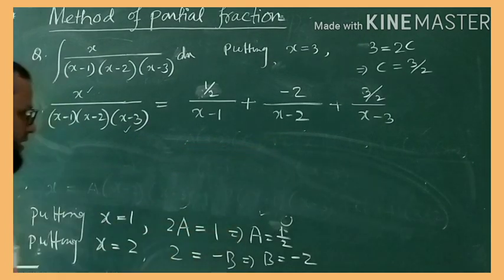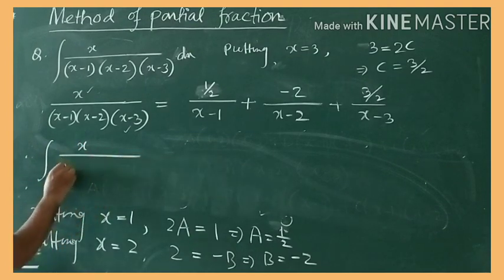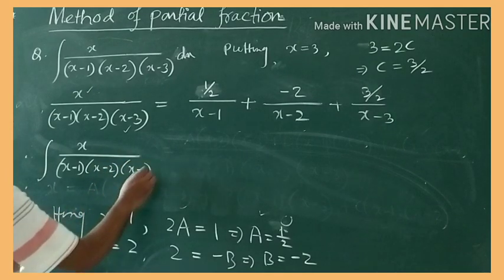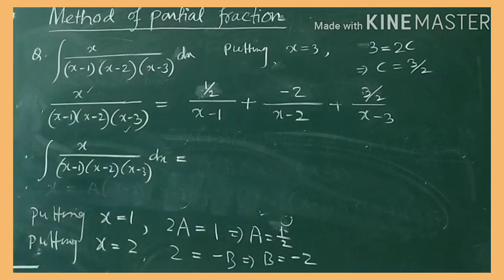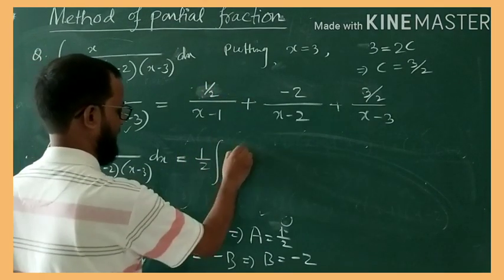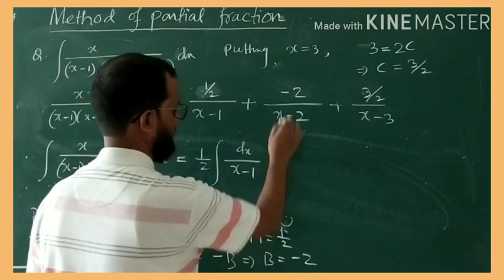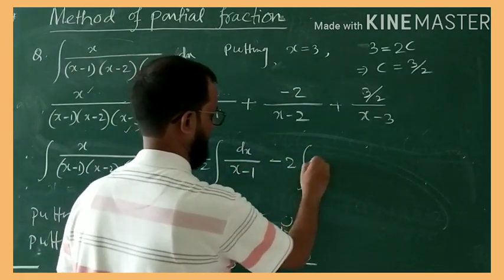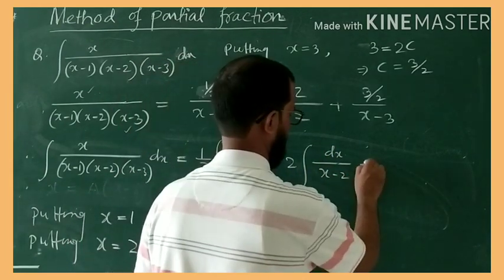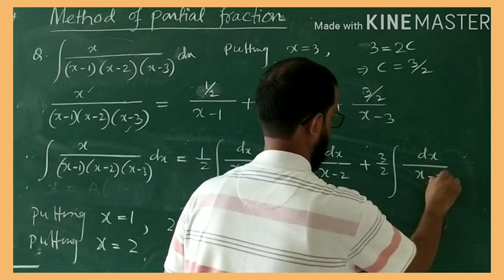Okay. Now taking integration. Therefore, integration of x by (x minus 1)(x minus 2)(x minus 3) dx. So half is a constant, it will stay outside. So integration of dx by x minus 1, here minus 2 will come out, integration dx by x minus 2, here 3 by 2 will come out, integration dx by x minus 3.